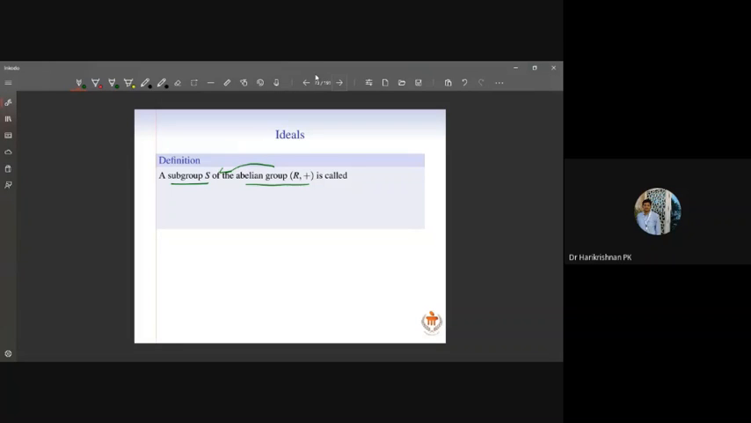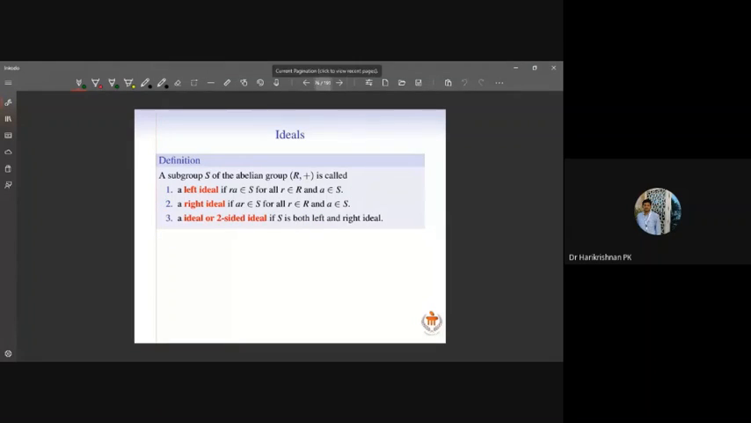This ideal concept can be of three types based on some conditions. This S is said to be a left ideal if you take any element r from the underlying ring R and any element a from the subgroup, and r times a belongs to S, that is, left multiplication. Then we can tell it is a left ideal. Similarly, if a times r belongs to S, such subgroups are called right ideals. If both the left and right multiplication belong to S, then we will call it a two-sided ideal, or an ideal of the ring R. If both the left and right ideal conditions are satisfied by this subgroup, then we will call it an ideal or two-sided ideal of the underlying ring R.